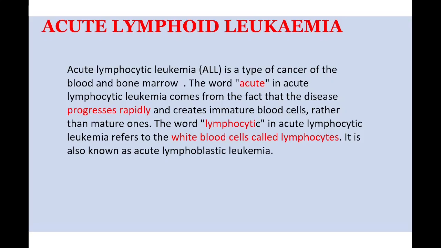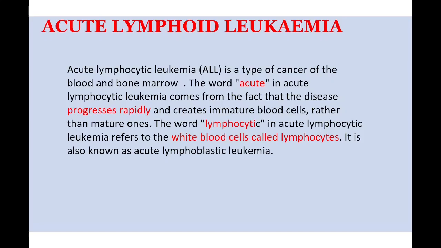In this video, we will learn about acute lymphoid leukemia, ALL, or acute lymphoblastic leukemia, a type of blood cancer. We will explore what it is, how it develops and how it's diagnosed. ALL is a type of cancer of the blood and bone marrow.